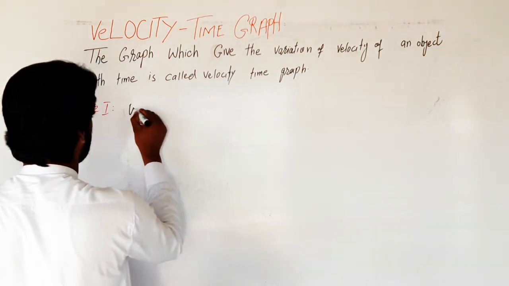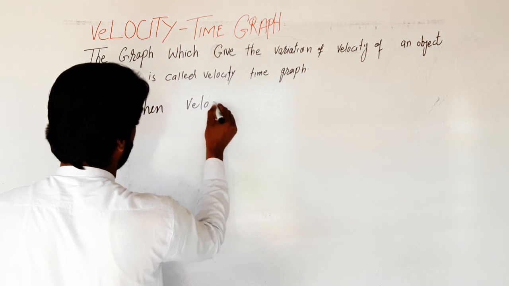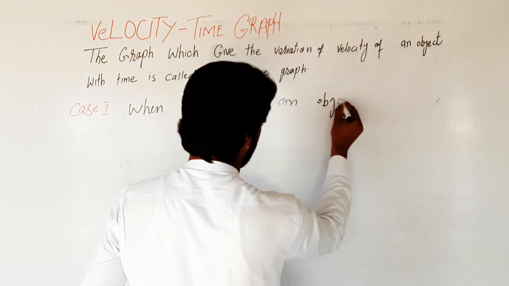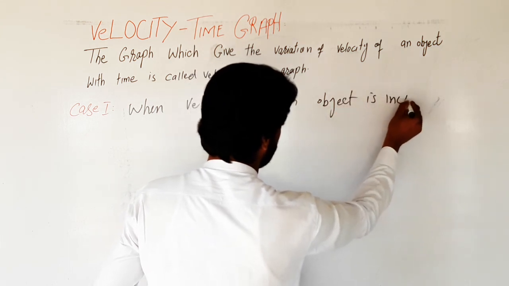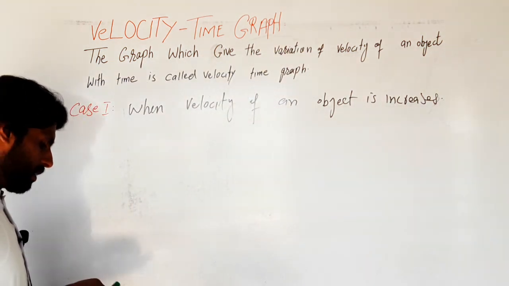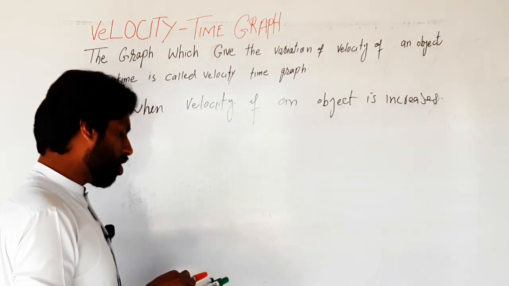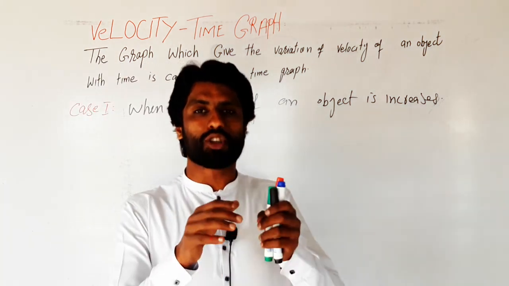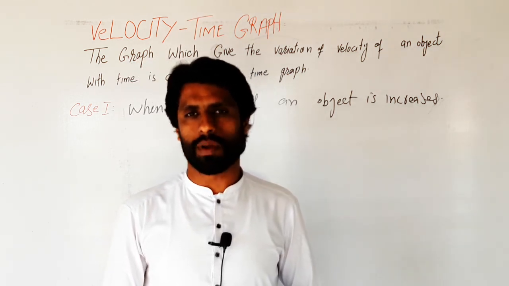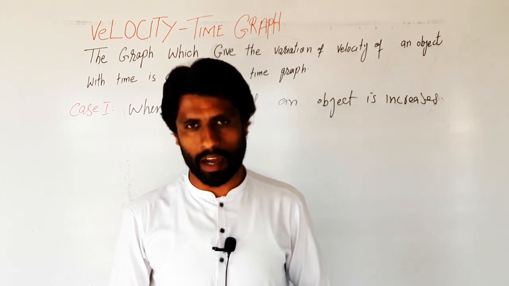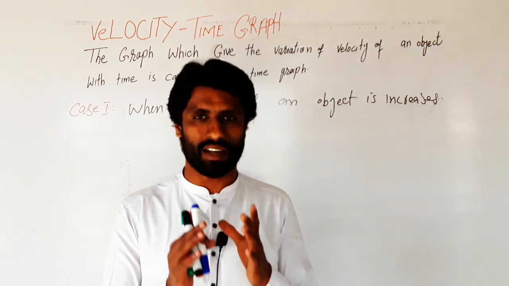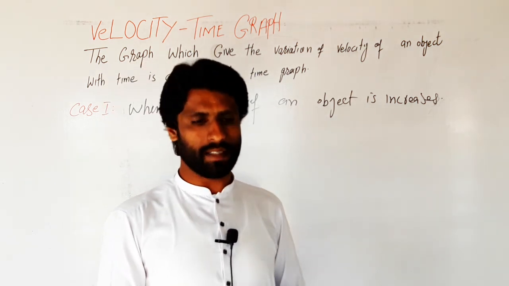When the velocity of an object increases, the acceleration also increases, because acceleration is produced because of the variation of velocity with respect to time. Change in velocity with respect to time is called acceleration. When the velocity of an object increases, it means the acceleration of the object also increases.